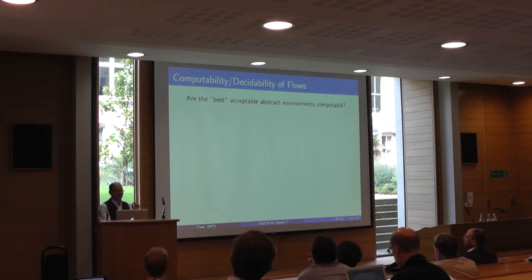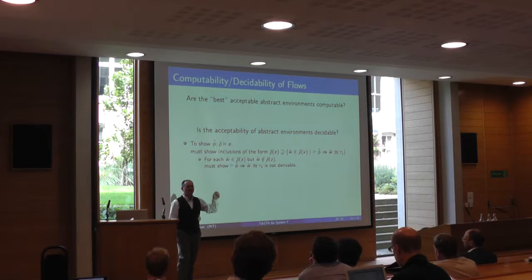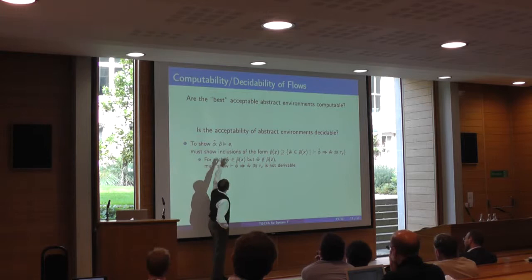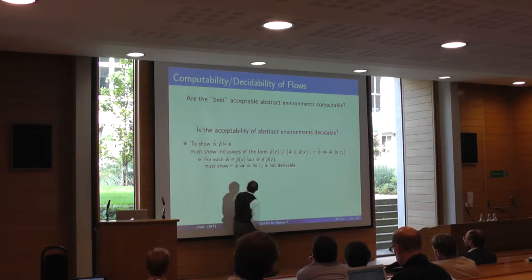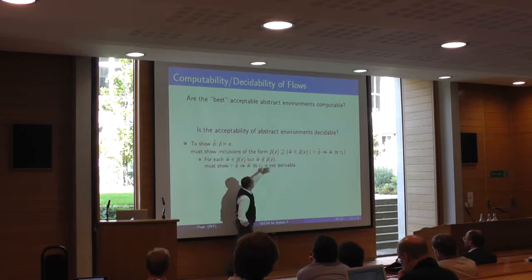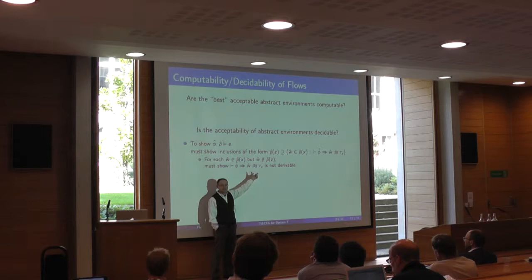So before answering that question, let's think of a simpler one. Can I even check? Can I even do the guess and check in a decidable manner? And here's the tricky part. To show that I've got a pair of acceptable environments, I've got to do a bunch of these inclusions. And if I've actually done some filtering, then I have to have something that's in the abstract environment for X, but not in the abstract environment for Z. And I have to show that this thing is not derivable. And that's what's justifying the filtering.